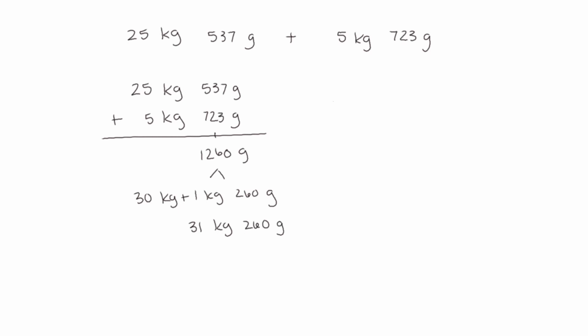We could also turn both of them into grams and just add, and get 31,260 grams, which again can simplify into 31 kilograms, 260 grams. Either one of those strategies would work as an algorithm strategy. Let's look at a simplifying strategy.